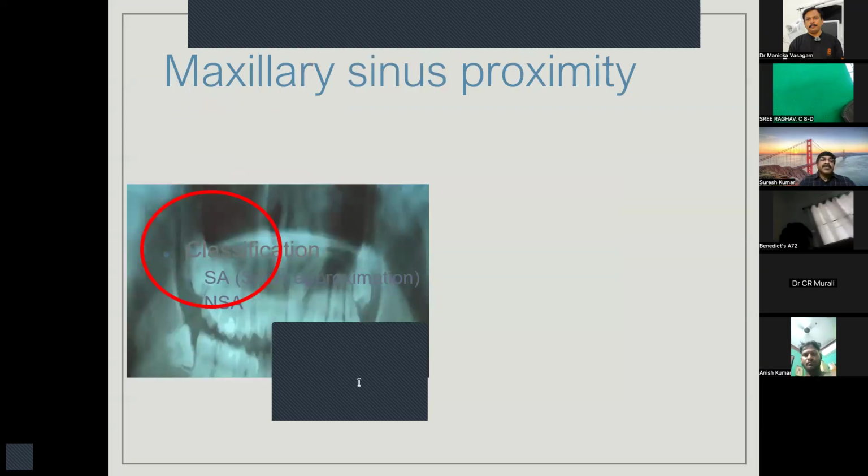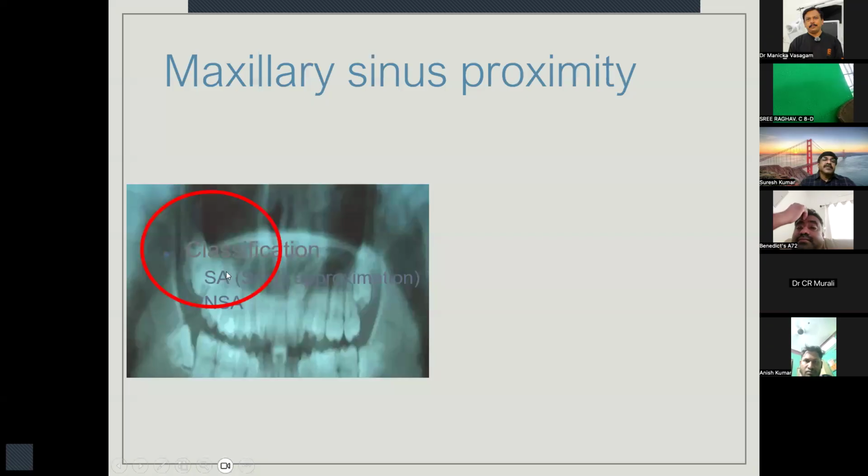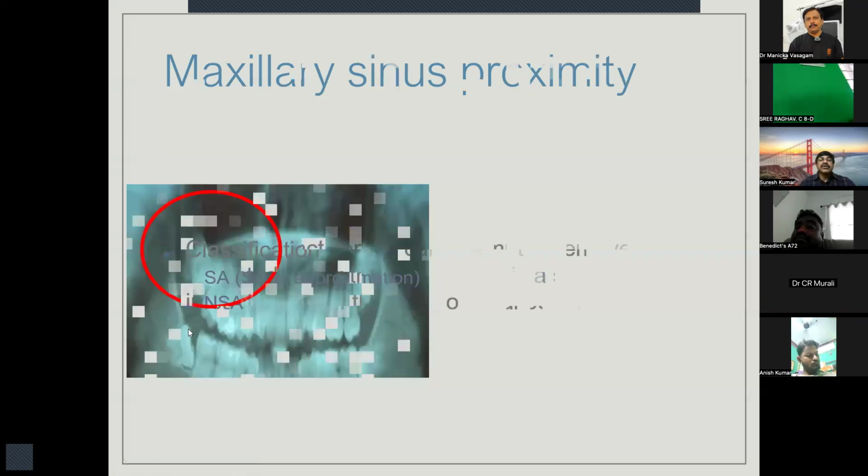And for this maxillary sinus approximation, you also have a classification. We will leave it, it's not very mandatory. In this kind of situation, you can see part of the tooth is already in the sinus. So if you apply force in an upward direction, even a mild force will dislodge the tooth into the maxillary sinus instead of bringing it occlusally.